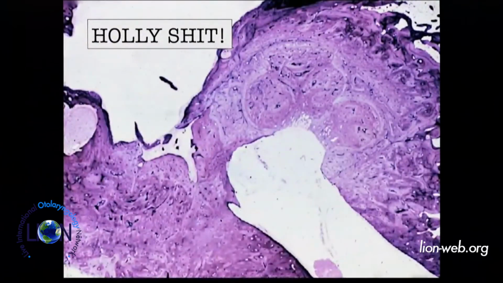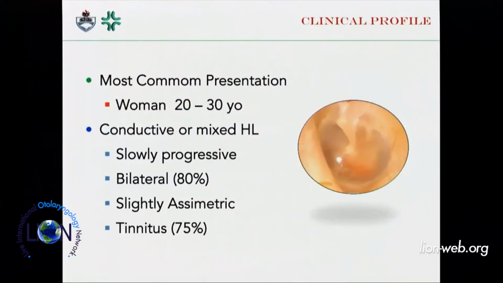And sometimes you have otosclerosis all over the place, like you can see around the cochlea here, but only with an acute eye.